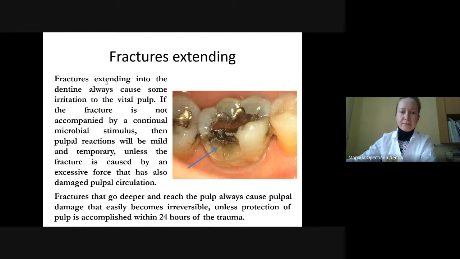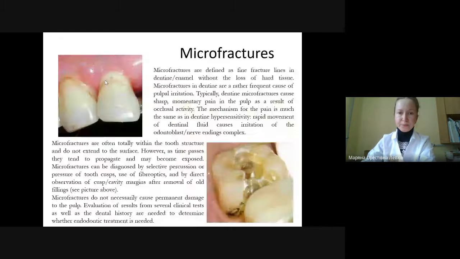Fractures extending into the dentine always cause some irritation to the vital pulp. If the fracture is not accompanied by a continual microbial stimulus, then pulpal reaction will be mild and temporary, unless the fracture is caused by an excessive force that has also damaged pulpal circulation. Microfractures as well are a reason why patients come to the dentist.